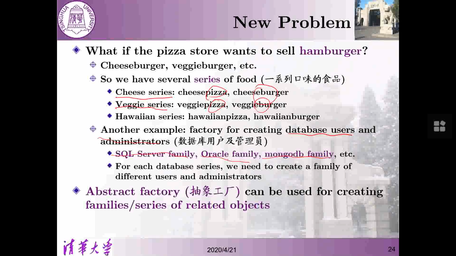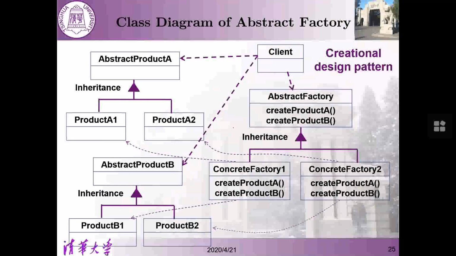So abstract factory can be used to create families or series of such related products or objects. So this is the abstract factory class diagram or inheritance diagram. From the diagram, we can see that originally for factory method, for each product, we have a factory, right? So each factory corresponds to one product, right? So whenever we want to add a new product, we add a new factory.